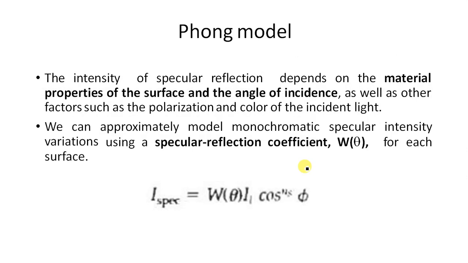To generate the specular reflection formula, we can use a specular reflection coefficient W(theta) for each surface. So I_spec is equal to W(theta) Il cos^ns phi, where phi is the angle of incidence, Il is the intensity of light, and W(theta) is the specular reflection coefficient. The intensity of specular reflection depends on the material properties of the surfaces and the angle of incidence.